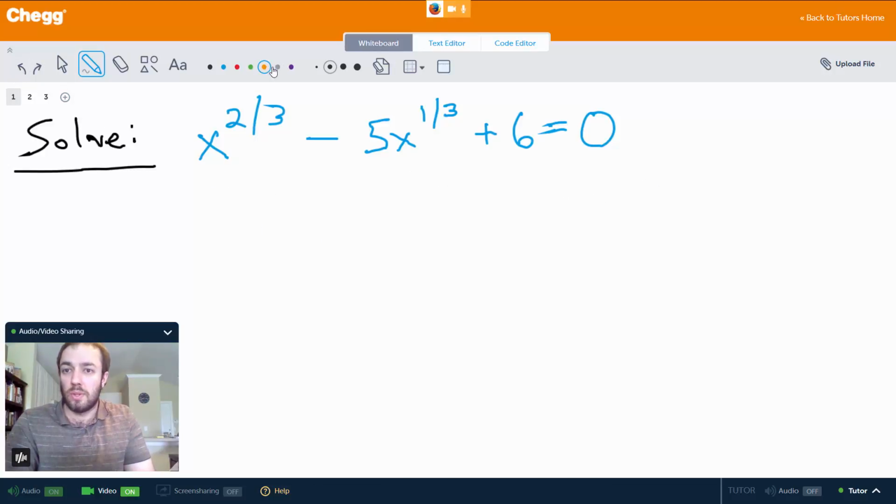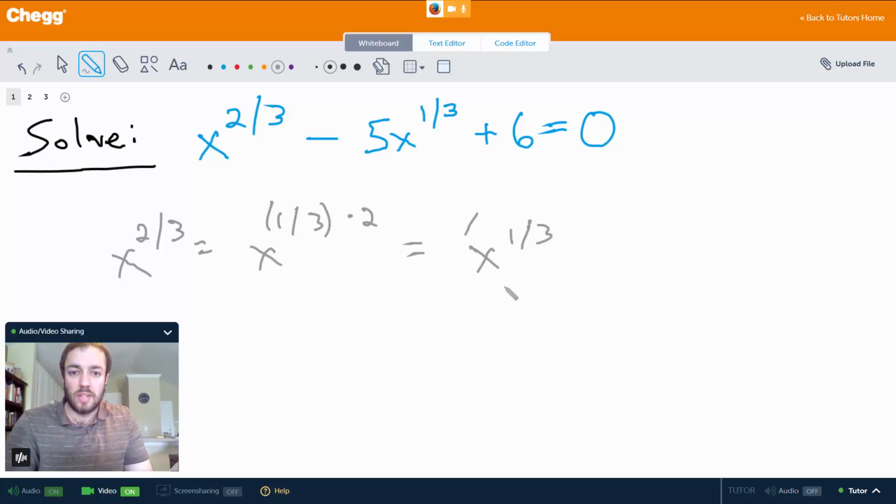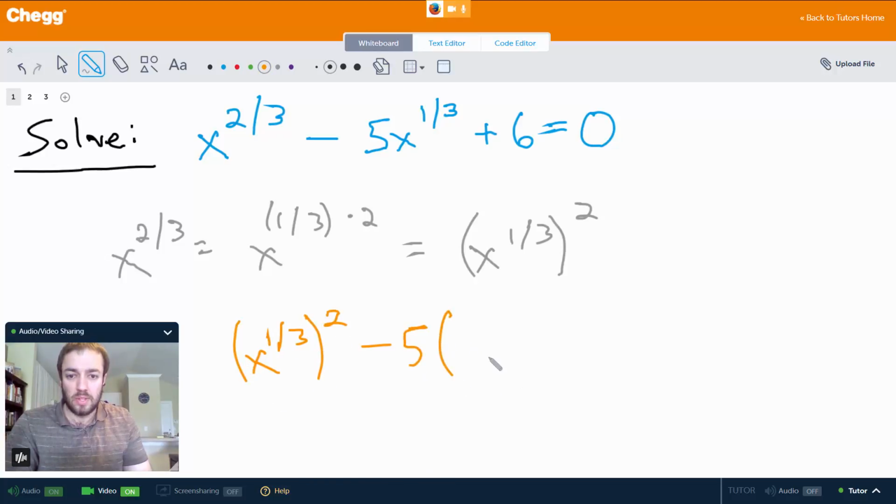Well, x to the 2/3, we can rewrite that as x to the 1/3 times 2. Okay, so that's x to the 1/3 times 2, and another way to write that is x to the 1/3 squared. So this equation then actually becomes x to the 1/3 squared minus 5 times, let's say, x to the 1/3 in parentheses like this. These parentheses right here are not necessary at all, but no harm in putting them there. Then we have plus 6 equals 0.